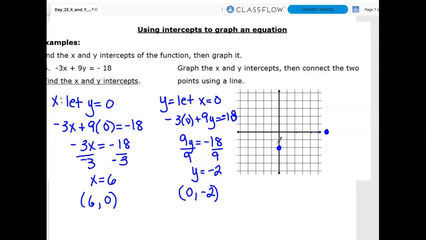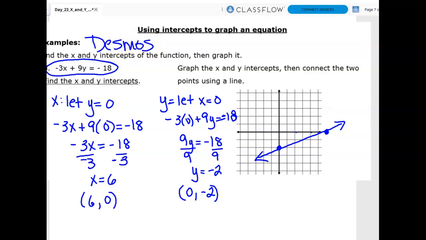Okay, so we graphed both points, and now we can connect the 2 points with a line. There's the equation of our line. And again, you can take this, you can put it into the Desmos graphing calculator, and you can compare and see if the line looks the same.